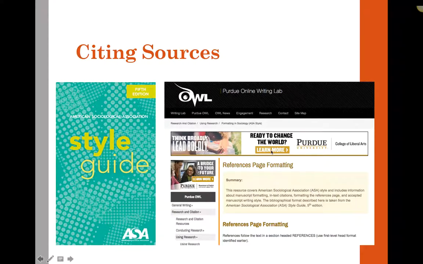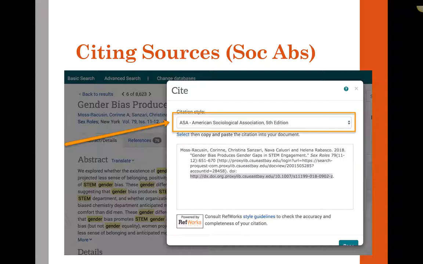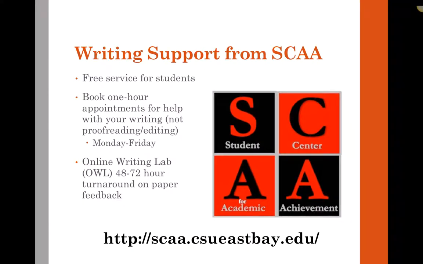I've included information here about the Purdue OWL Online Writing Lab, which is an online website that you can use with help with APA formatting, MLA, ASA, and Chicago. And we also have the style manuals available in the library if you are nearby the Hayward or Concord campuses. Here's just an example of how you can use Sociological Abstracts to format using the ASA, or American Sociological Association, citation style, but it has APA, Chicago, and MLA as well.